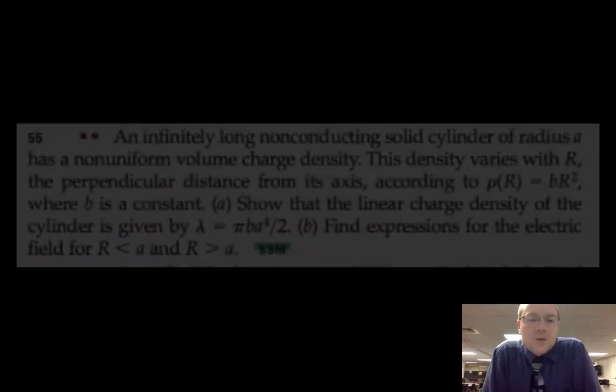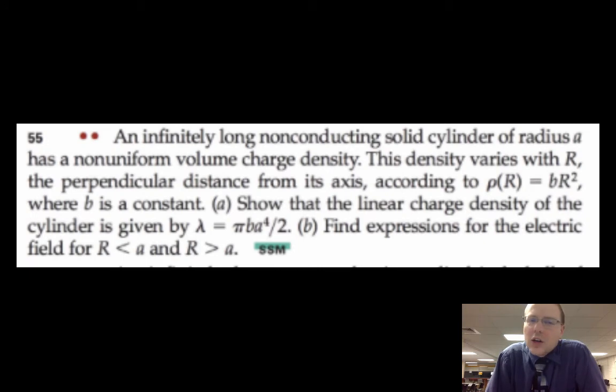Let's try another example. So in 55, we have an infinitely long non-conducting solid cylinder, which means, again, we have an insulator with a non-uniform charge density. So the density varies with radius, and they give us that the density is b r squared, where b is just some constant. Part A wants us to prove that the linear charge density of this cylinder is pi b a to the 4th over 2, which means that we can't just write that as our answer and expect to get a point on the test.